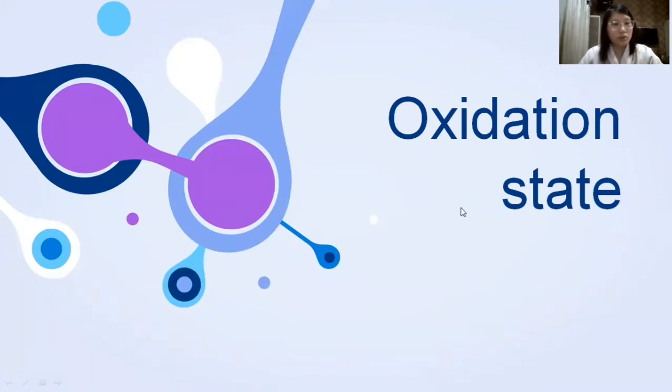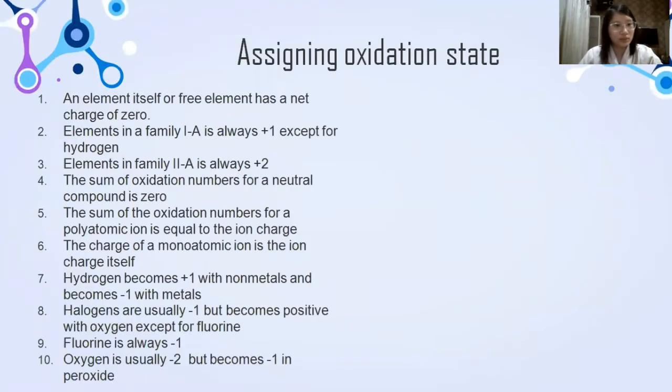Before we learn more about redox reaction, we should know how to assign oxidation state. First rule is that an element itself or free element has a net charge of 0. For example, oxygen gas. It's a free element as it has a neutral charge and it is not chemically bonded to other elements, so it will have 0 charge. Next example is helium gas. It is also a free element, therefore it will have a 0 charge.